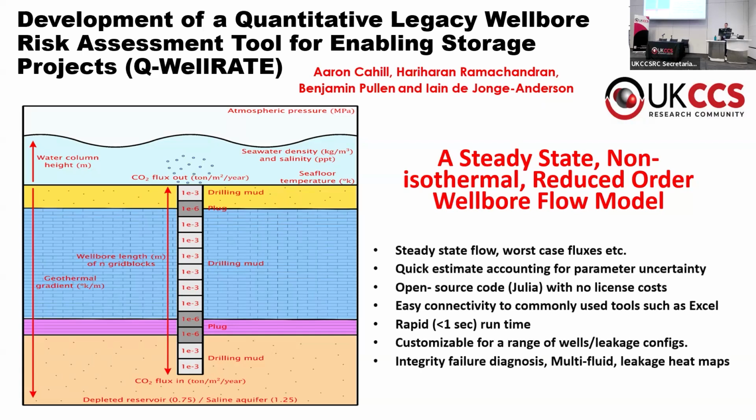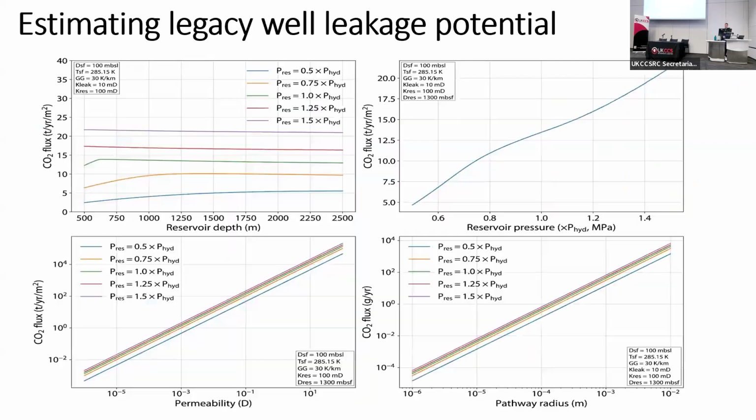As I say, it's steady state flow, so it's a worst case scenario tool. In some ways it looks at the conservative case, where the most leakage could come out. It's a quick estimate, it accounts for parameter uncertainty, and it's been developed in the Julia programming language to make it open source with no license costs. And it's very, very rapid. So this is definitely an abductive, heuristic, simplistic, reduced order model.